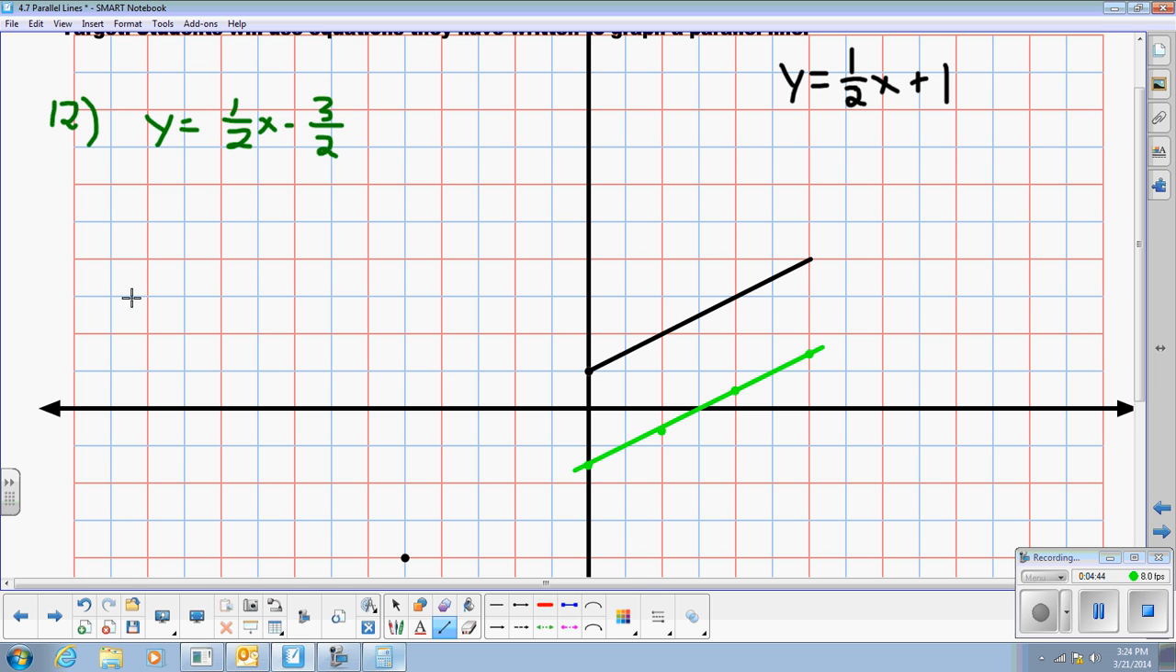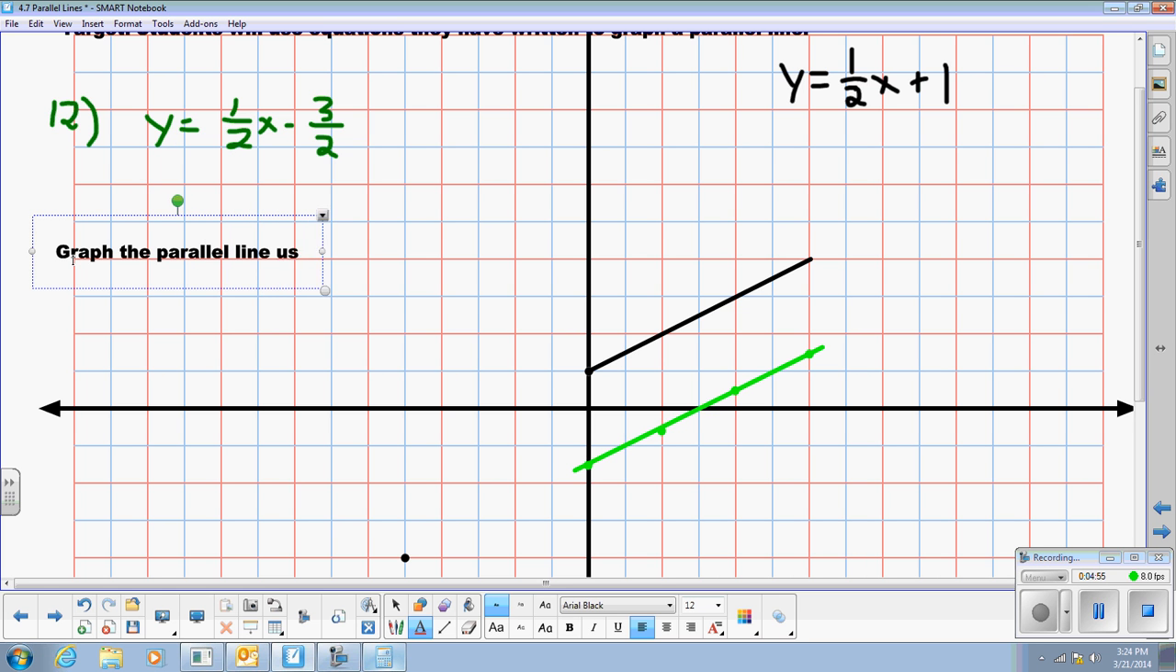So what I want you to do now is this, and I'll type this out here for you so you can see it. I want you to graph the parallel line using your answers from the first assignment.